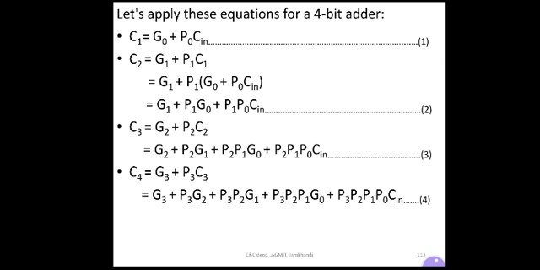Then finally calculate C4. C4 is G3 plus P3 into C3. Substitute the value of C3. You will get C4 equal to G3 plus P3 G2 plus P3 P2 G1 plus P3 P2 P1 G0 plus P3 P2 P1 P0 into Cin. This is equation number 4.